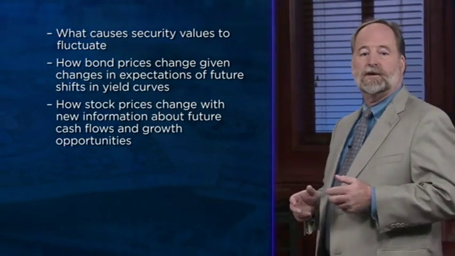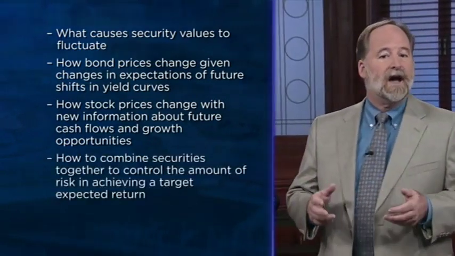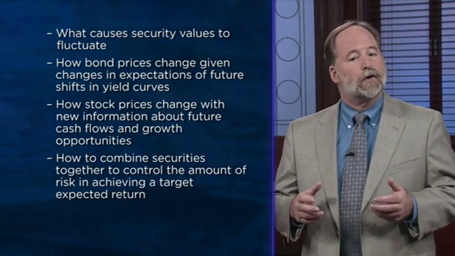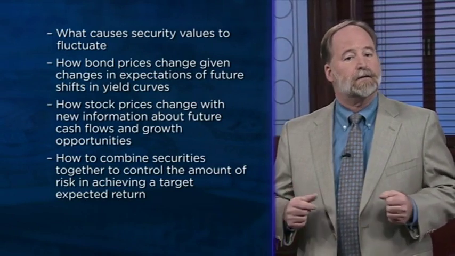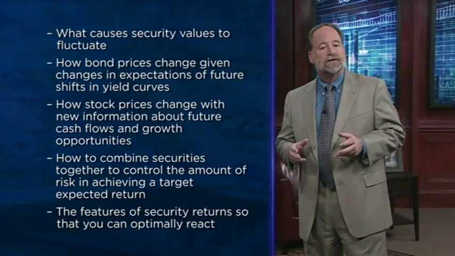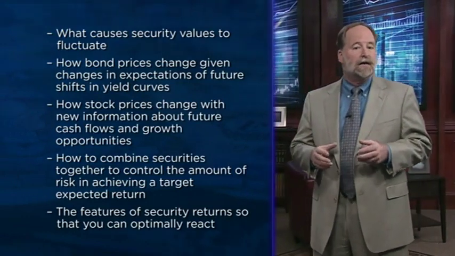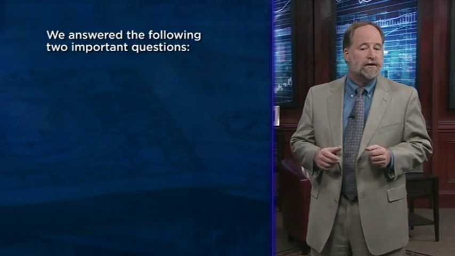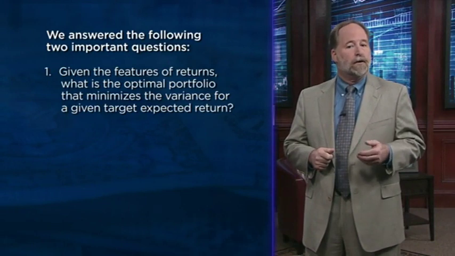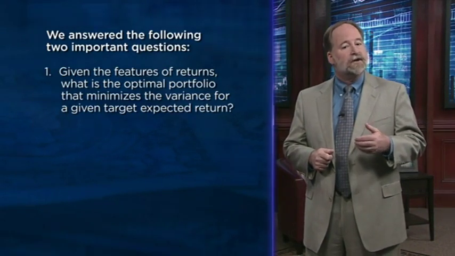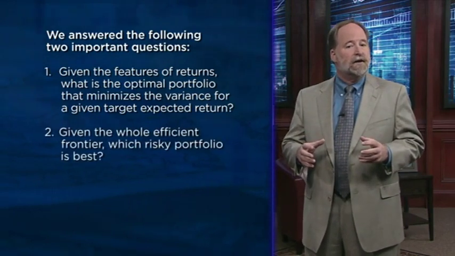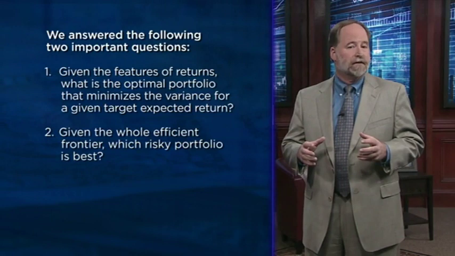Given these fluctuations in security values, we have then examined how to combine securities together into a portfolio to control the amount of risk that you have to face in order to achieve a particular target expected return. So far, we've examined the features of security returns so that you can optimally react. For example, we answered the following two important questions. 1. Given the features of returns, what is the optimal portfolio that minimizes the variance for a given target expected return? And 2, given the whole efficient frontier, which risky portfolio on that frontier is best?